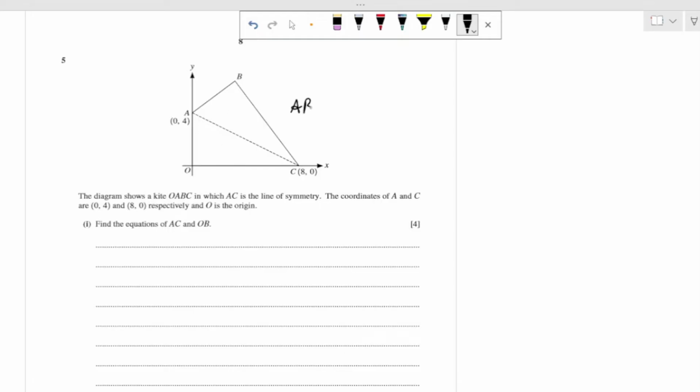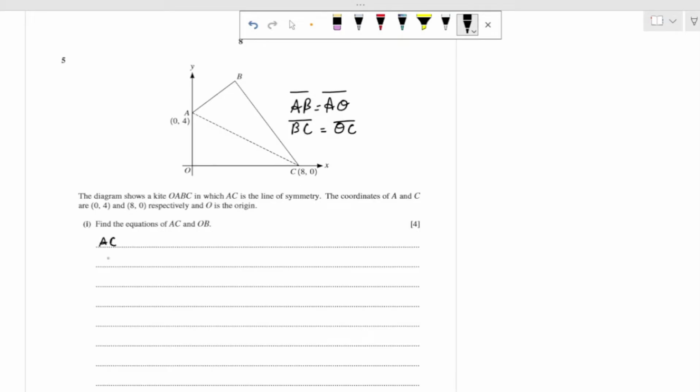So we know that AB is equal to AO, because the line of symmetry is over here, AO is on this side and its corresponding side is AB. So these both have equal lengths. And we also know now that BC is equal to OC, the distance. Knowing these facts, first of all, let's find the equation of line AC.